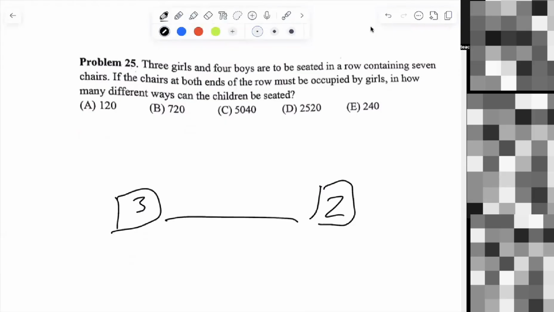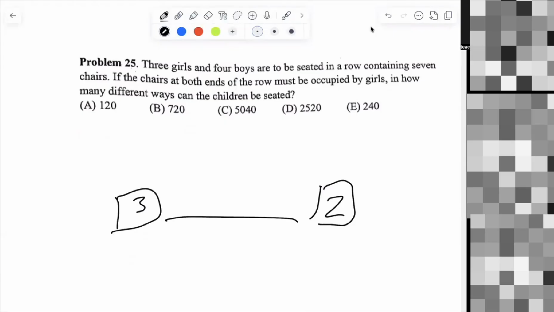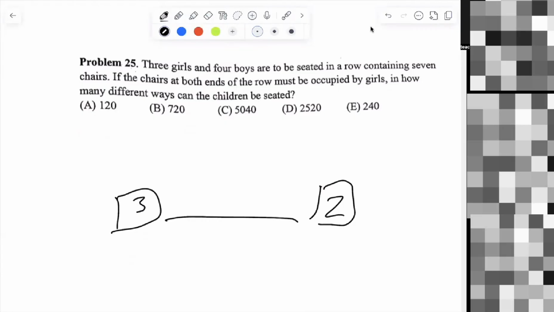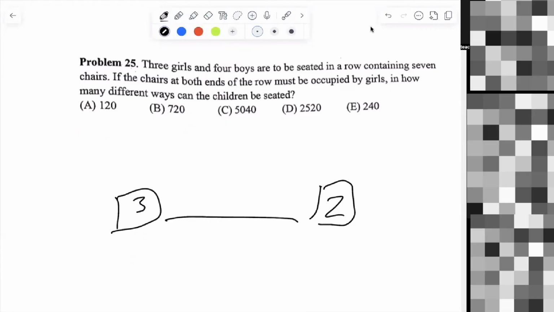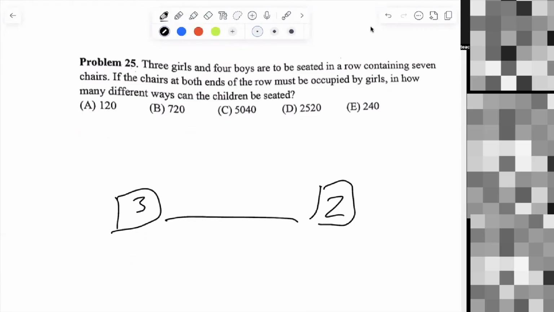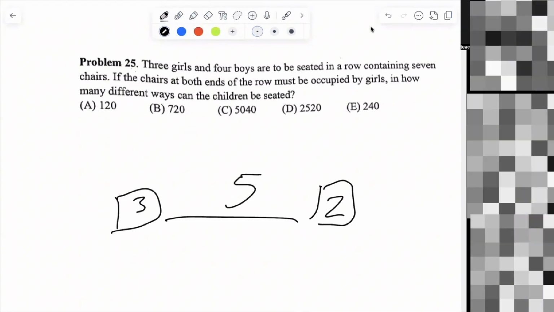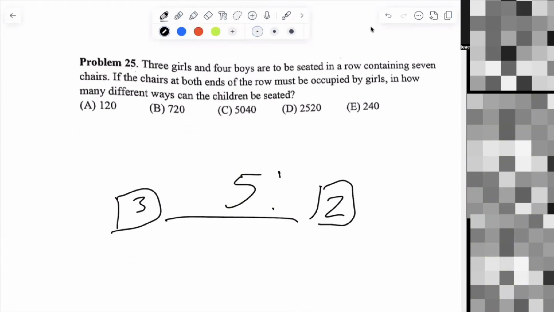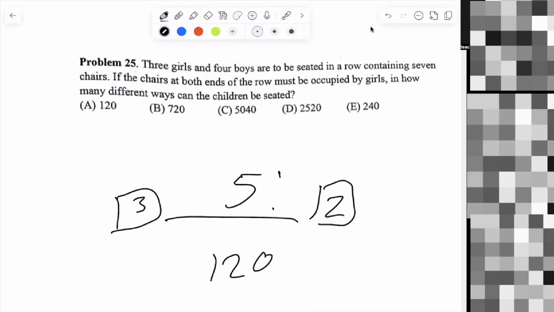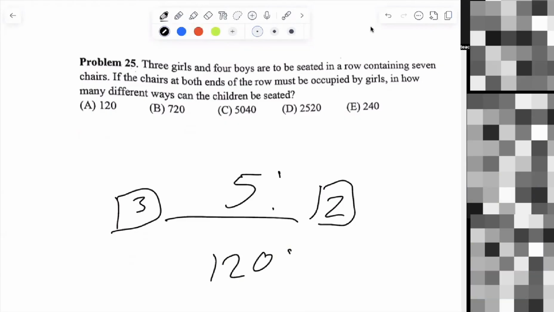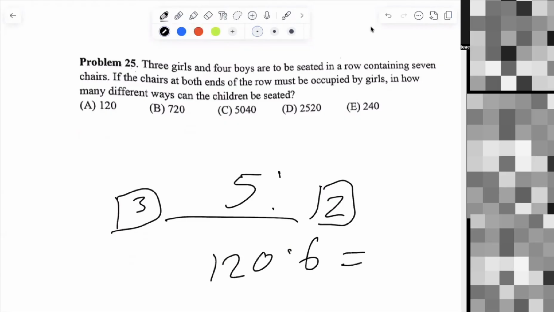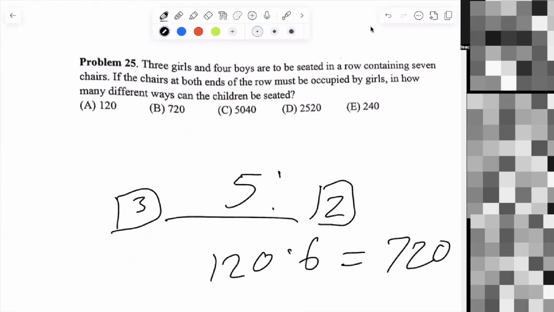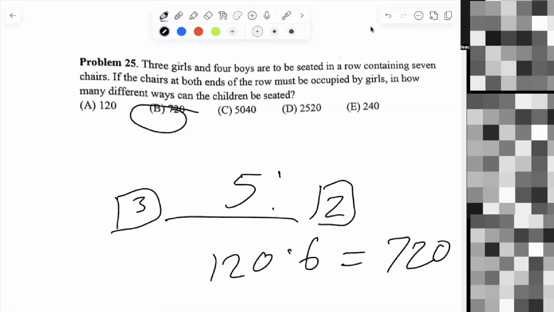Now, there's not really much left that we need to think about, because we have 5 people left after we remove the 2 girls. We know that there's 5 factorial ways, since there are no restrictions on how to place them. So there's a total of 5 factorial ways, or 120 possible ways to order them. Add on that multiple of 6. Yeah, 120 times 6 is 720, or B. Right?